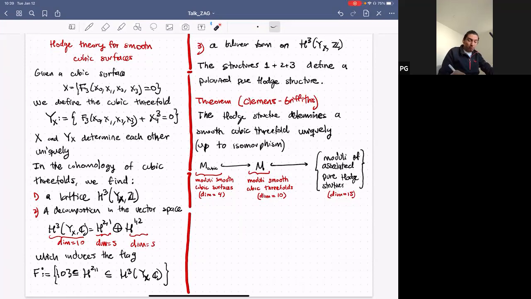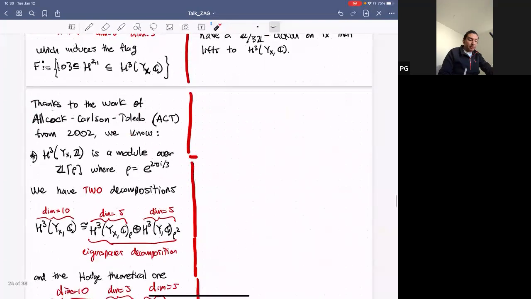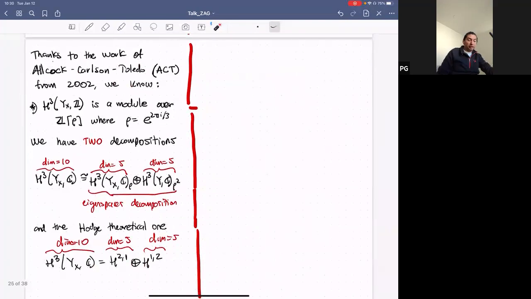So the key insight, the key observation now, is that these cubic threefolds that we built have a C3 action on them. A μ3, ℂ over 3ℂ action, a finite group action, and it's just by acting with the cube root of unity in this variable. And that action leads to cohomology. So this setting was developed by Allcock, Carlson, and Toledo in 2002.